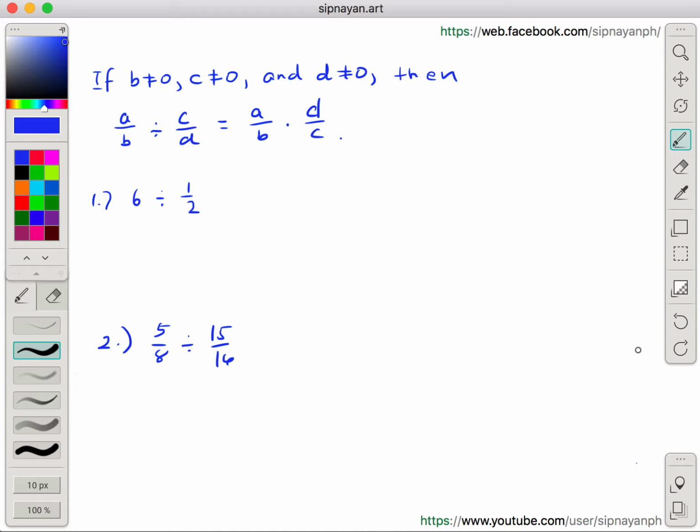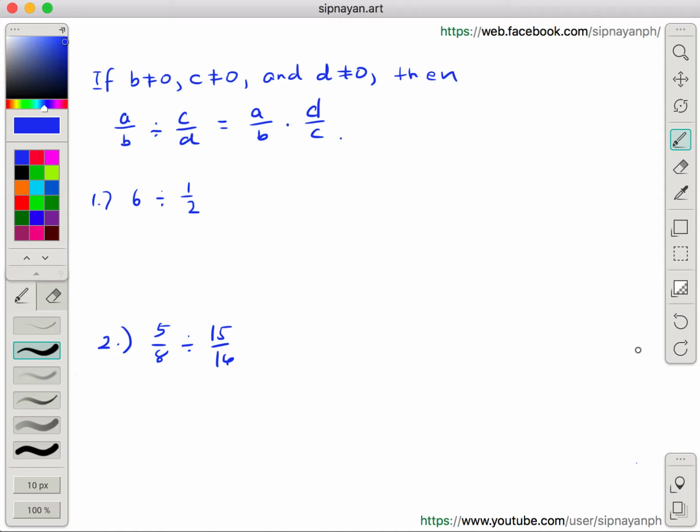Kung sinusundan niyo itong series na to, katatapos lang natin nung multiplication of rational expressions. So dito magsisimula tayo ng ating discussion on division of rational expressions. But before that, unahin muna natin yung division of rational numbers, in this case, yung represented by fractions.